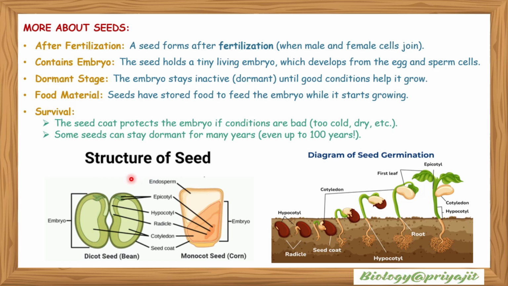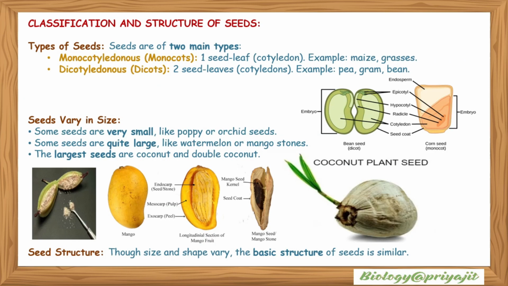Structure of seed, that is a dicot seed or monocot seed. It has endosperm, embryo, epicotyl, hypocotyl, radicle, cotyledon and seed coat. Diagram of seed germination: radicle, seed coat. These are the cotyledon, first leaf, epicotyl, cotyledon, hypocotyl, root, etc. Classification and structure of seeds.